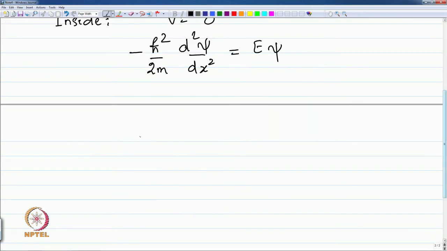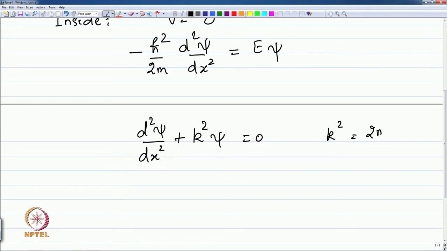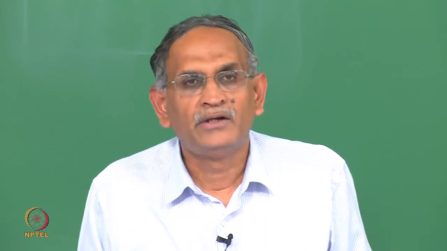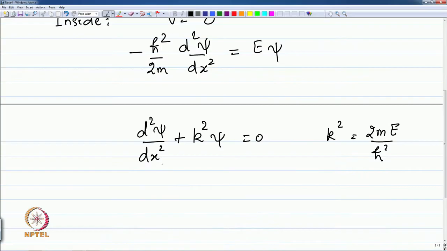We shall solve this in a very quick manner, namely d square psi by dx square plus a positive constant k squared psi is equal to 0, where k squared is 2mE by h bar square. This k square is positive obviously, and therefore what you have here is a simple differential equation of second order, and such solutions can be obtained from either trigonometric functions or the exponential with imaginary argument.